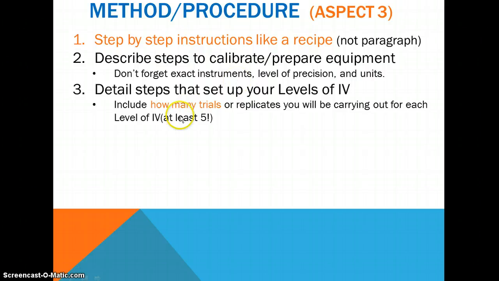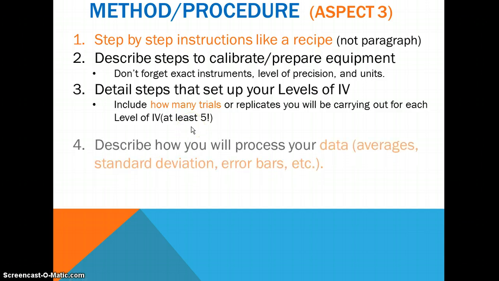And related to that, be careful. You are going to be setting up 5 levels of IV, and each of them, for IB's reason of getting enough data, you need 5 trials for each of them at least. So you need to talk about setting them up. I need to see that there's that many trials, that many levels of IV. More is better, more detail is better here for sure.